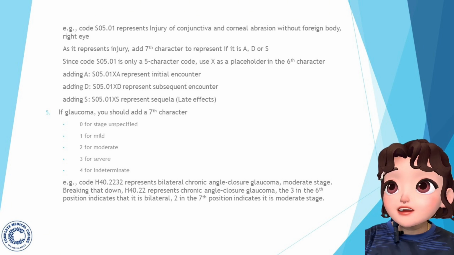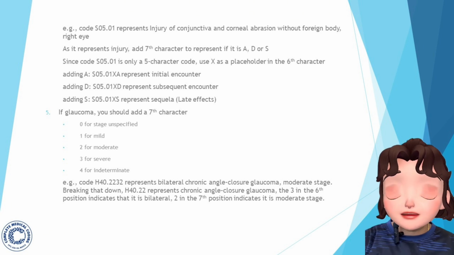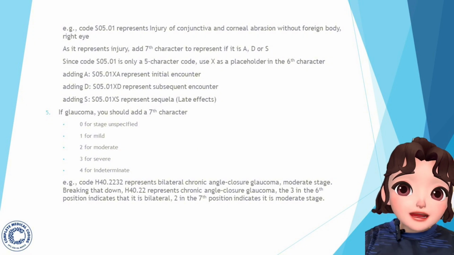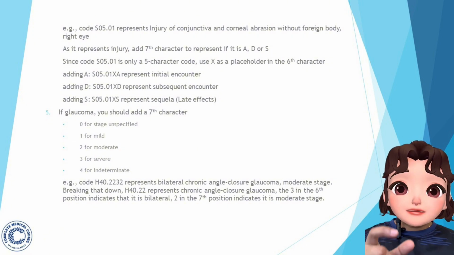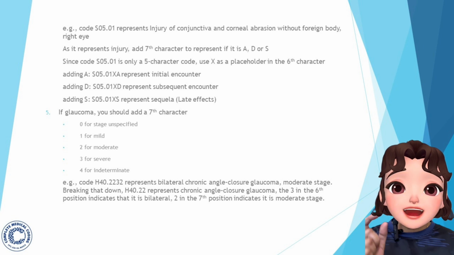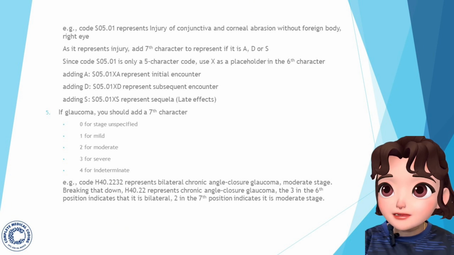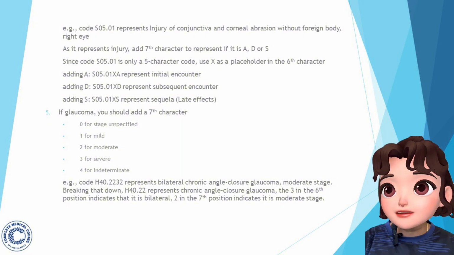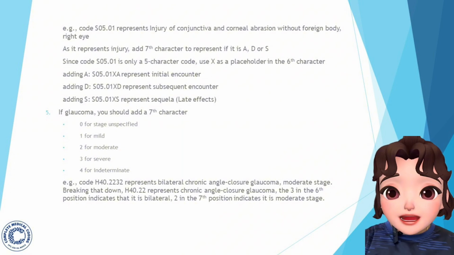It is only 5 characters. So after 5, we cannot put A, D or S directly. There should be a 6th character also, right? After that only the 7th character will come. So we will mention that 6th character as X, a placeholder. This is where we use the placeholder digit X. So use X as a placeholder in the 6th character.